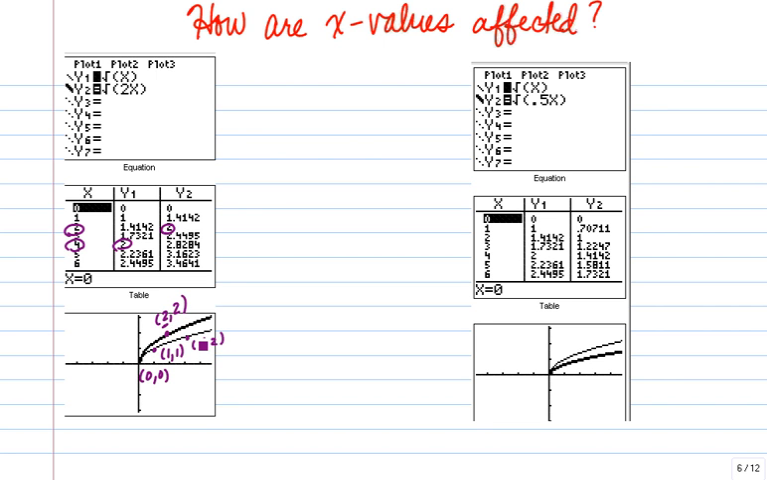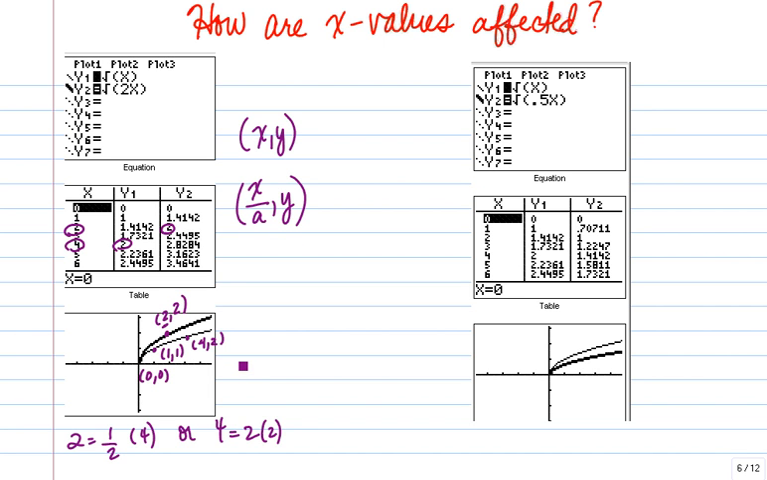Well, how do 2 and 4 relate? 2 is 1/2 of 4, right? Or 4 is twice 2. So whenever you're going through the transformation, I'm really not trying to make this more complicated than it looks. What you're really going to do here, if (x, y) is on the original graph, then you're actually going to have to divide x by that value of a to get the point on the new graph.